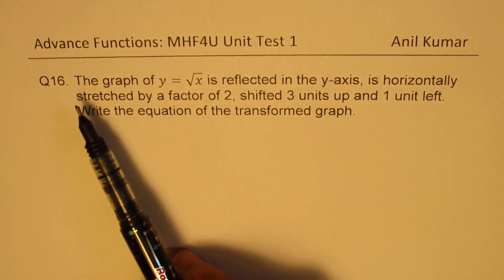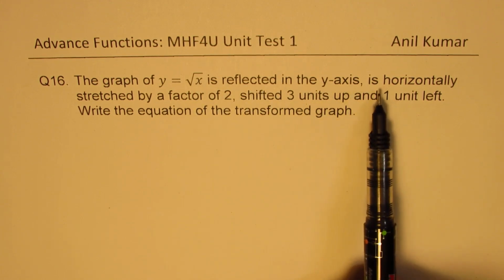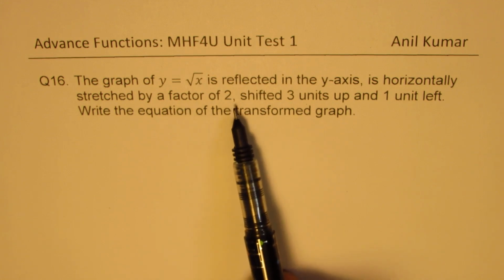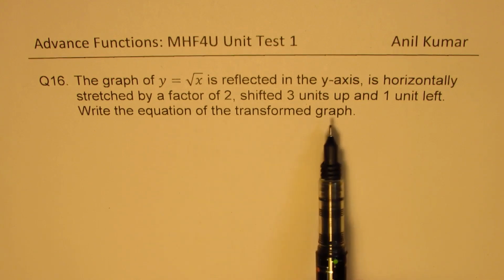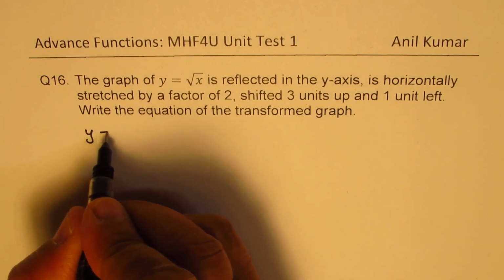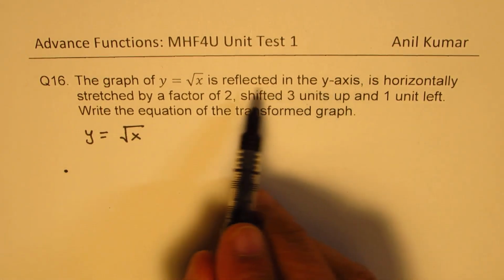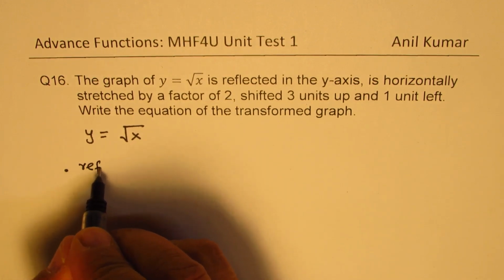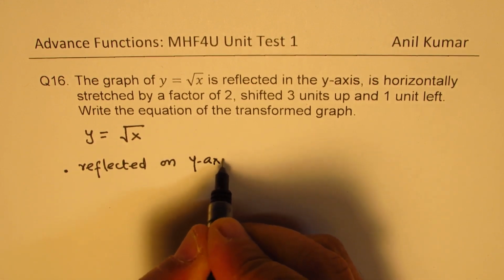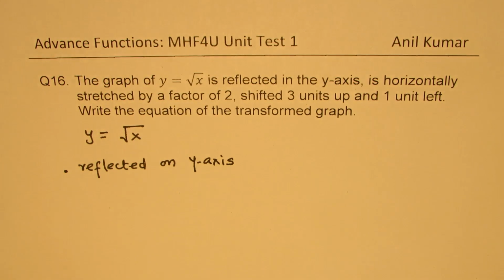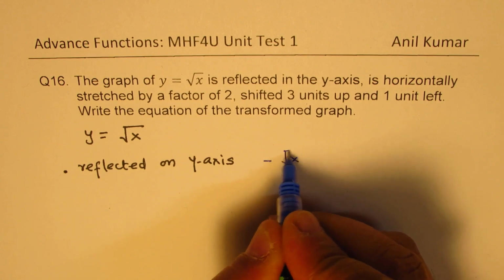Okay. Now let's take up the last question, which is question number 16. The question here is, the graph of y equals square root of x is reflected on the y-axis, is horizontally stretched by a factor of 2. Shift 3 units up and 1 unit left. Write the equation of the transformed function. So we are given the function y equals square root of x. The transformations here are, first, reflected on y-axis. So if you reflect this on y-axis, then what do you get? You get this function as minus square root of x, correct?